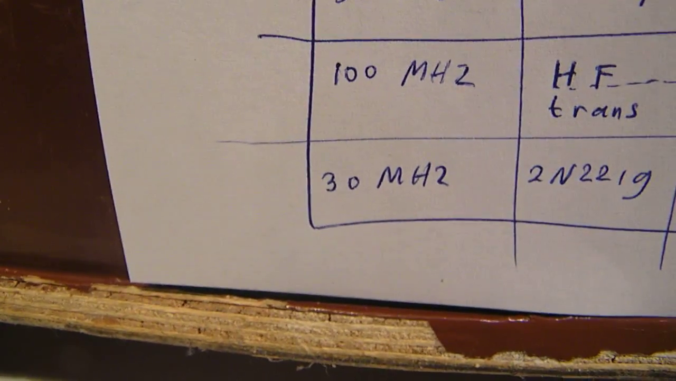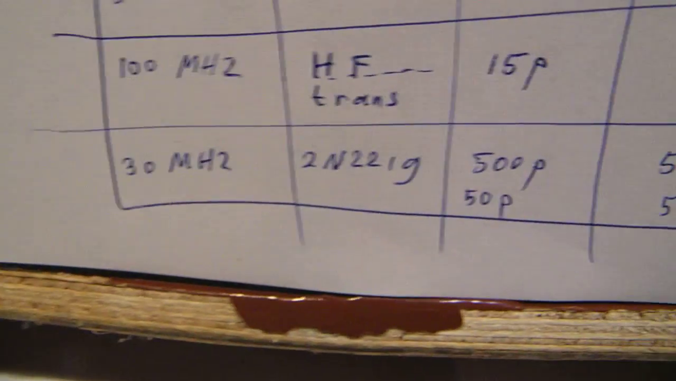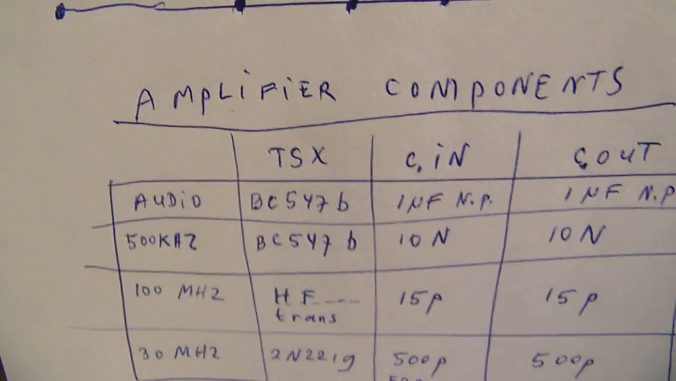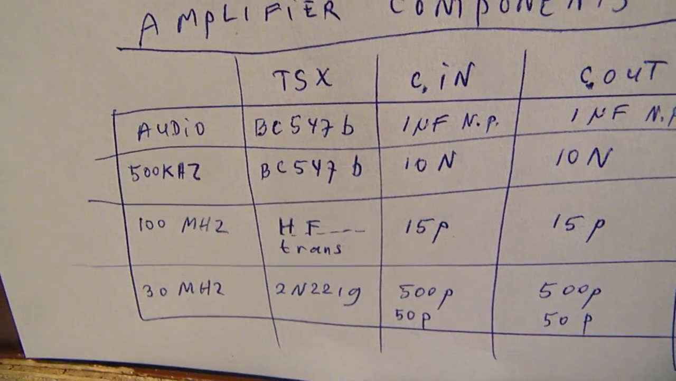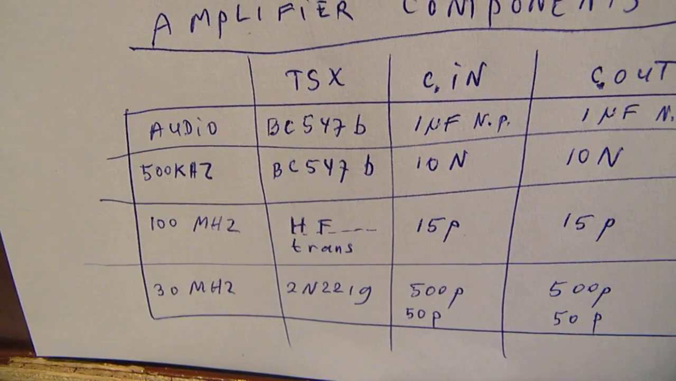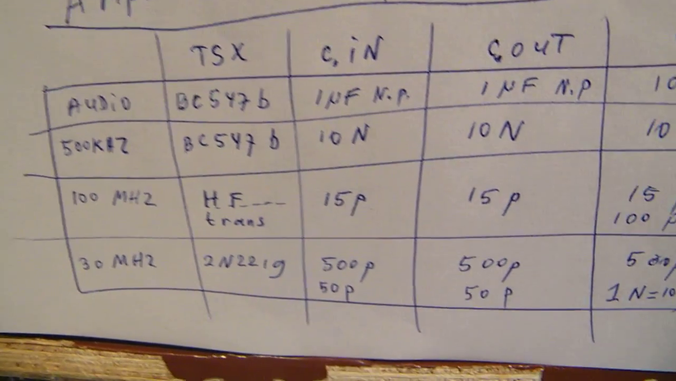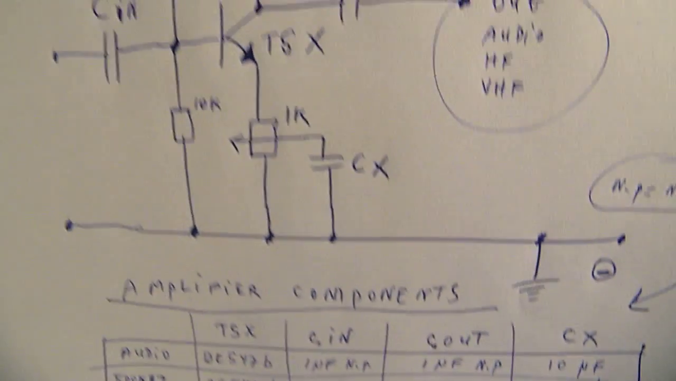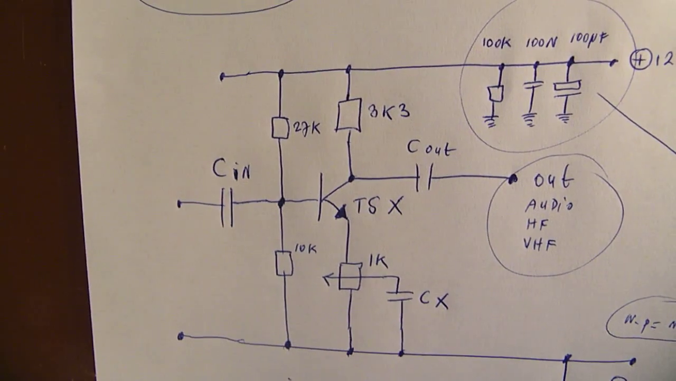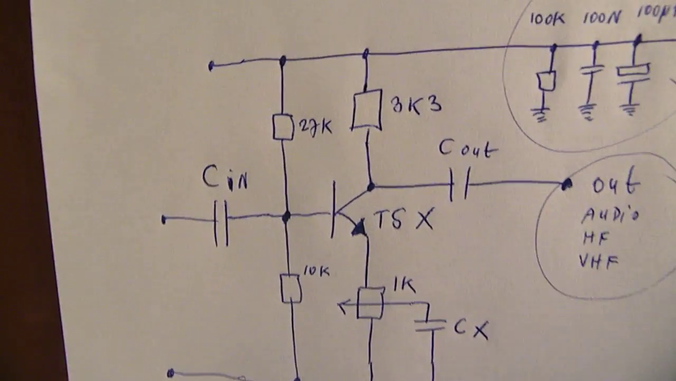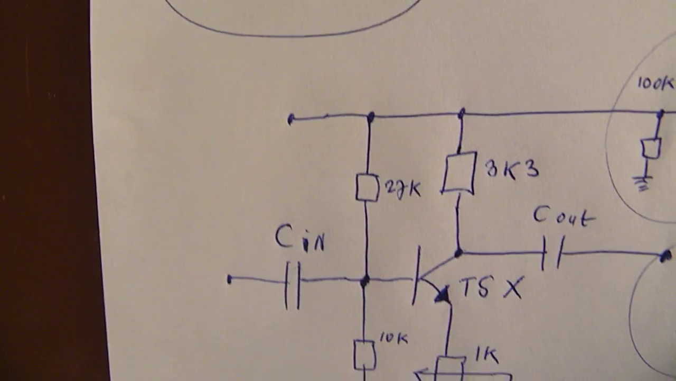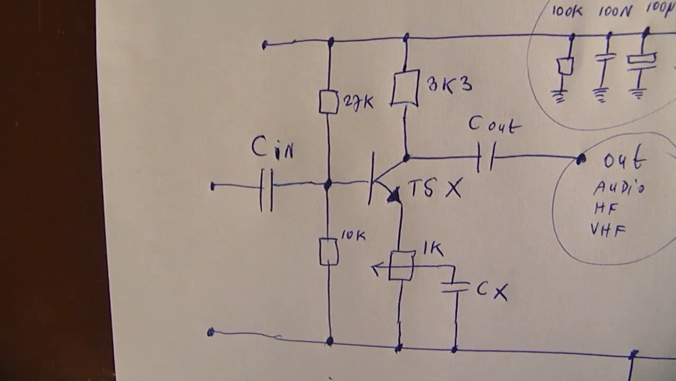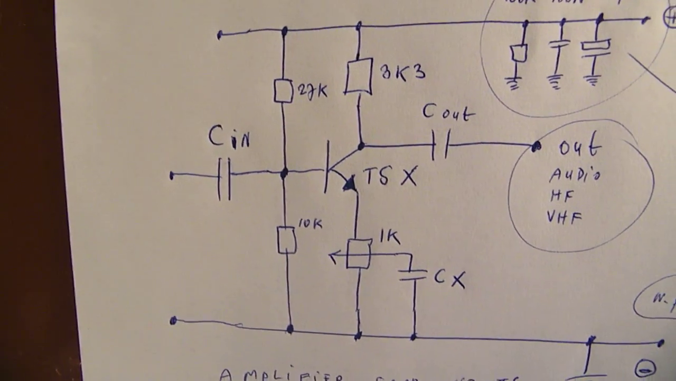In the 30 MHz band, good transistor 2N2219. For the input cap 50 picofarad up to 500 picofarad, output cap the same. And that are the more or less classical values from this 1 transistor grounded emitter amplifier.